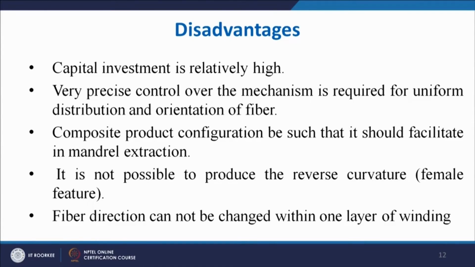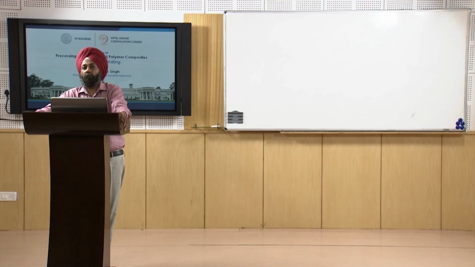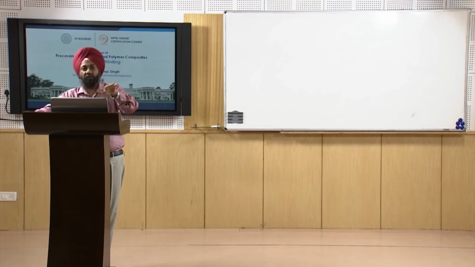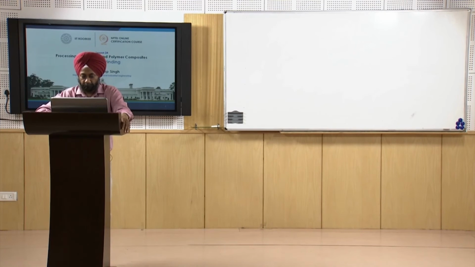It is not possible to produce the reverse curvature or the female feature. So this is one limitation in the case of the filament winding process. Fiber direction cannot be changed within one layer of winding. So for one layer of winding, the fiber orientation will remain the same.